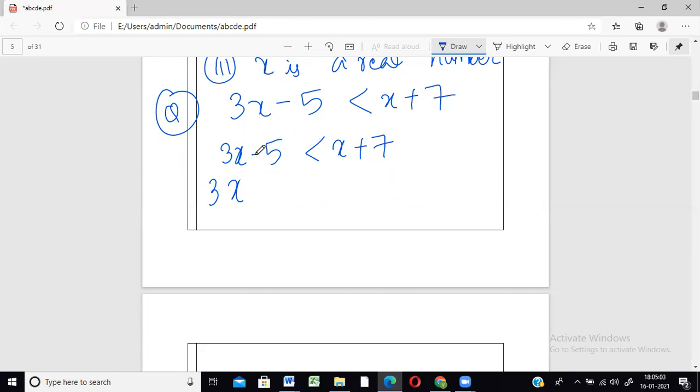Are you understanding? So this is -5, and when I add +5, when I'm adding something to one side, I have to always do the same thing to the other side. Otherwise, it is wrong, correct? That's the rule of math.